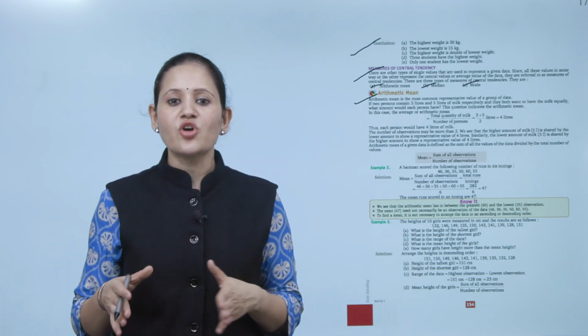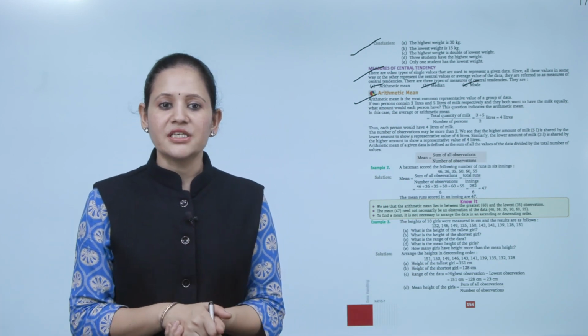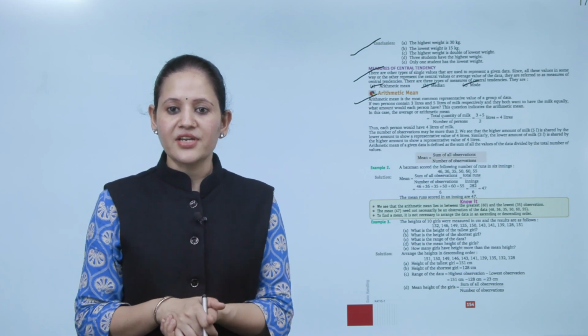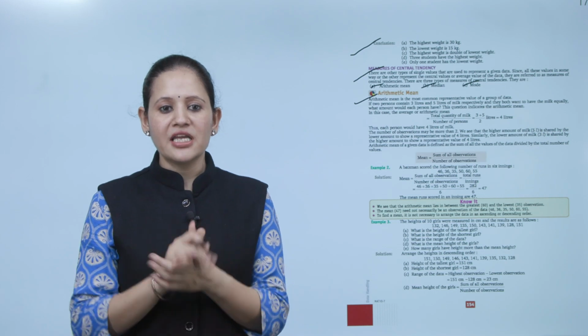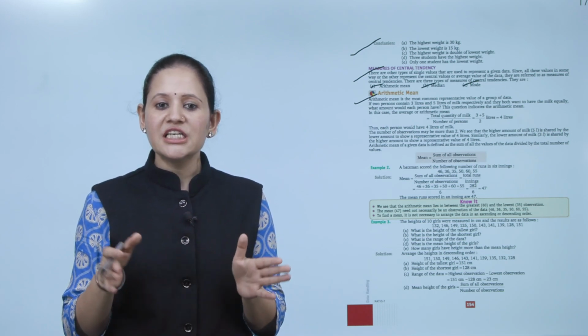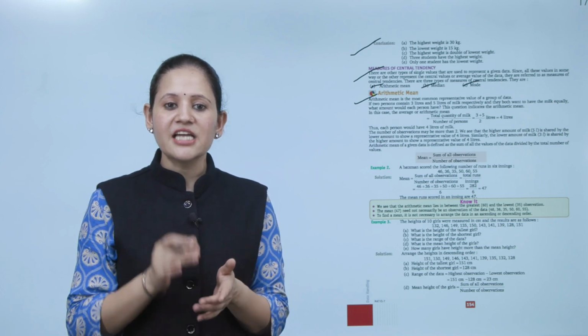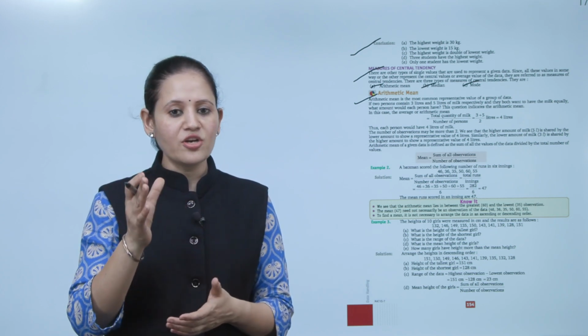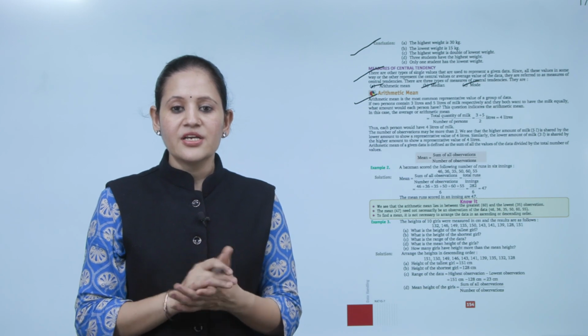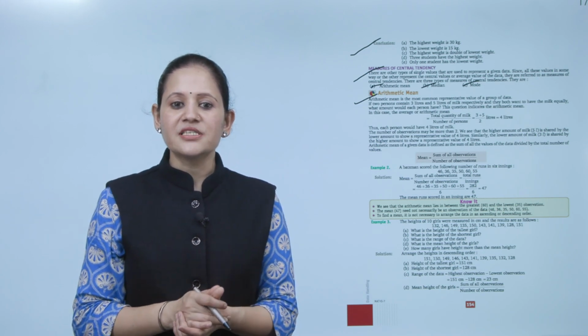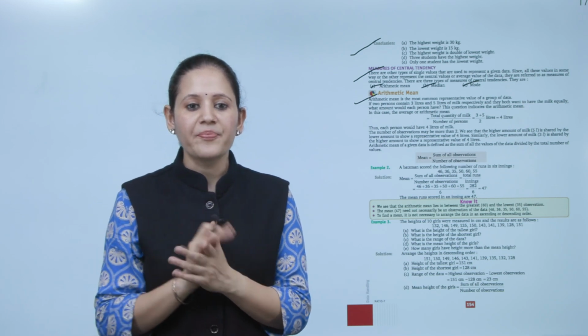Arithmetic mean is the most common representation of the value of a group of data. If two persons contain 3 liters and 5 liters of milk respectively, and they both want to have the milk equally, what amount would each person have? The question indicates the arithmetic mean. In this case, the average arithmetic mean is the total quantity of milk upon the number of persons. So (3 plus 5) upon 2, that is 4 liters. Thus each person would have 4 liters of milk.